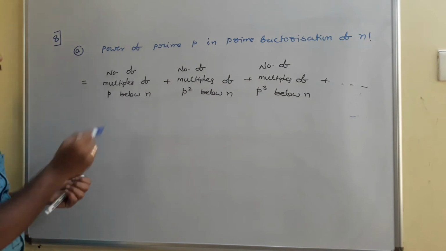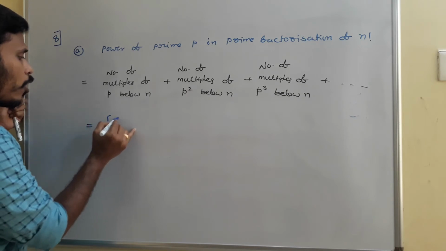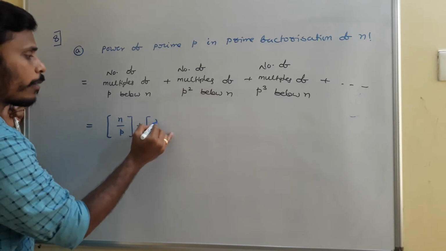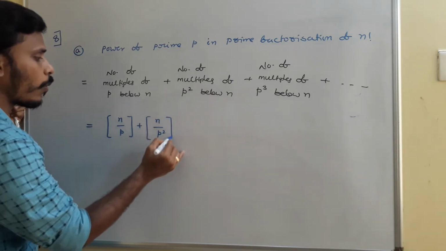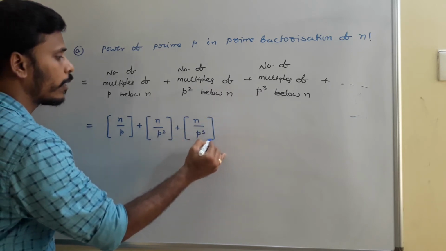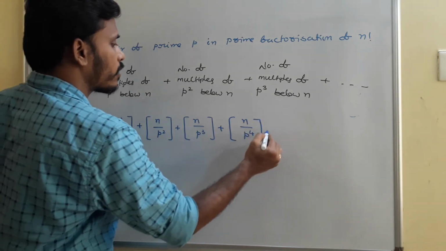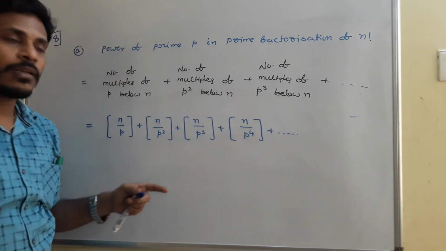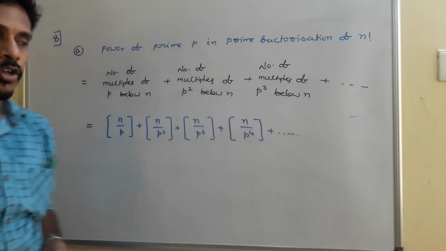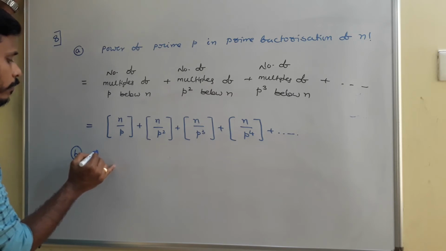The number of multiples of p in n factorial is simply floor of n by p, plus floor of n by p square, plus floor of n by p cube, plus floor of n by p power 4, and so on. After a certain stage these values are equal to 0, then you need to stop at that position.